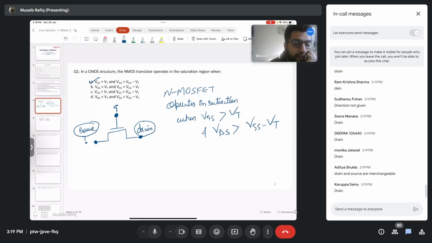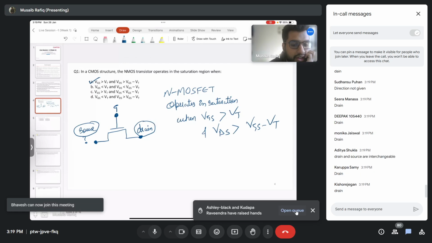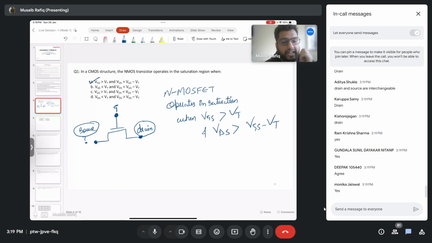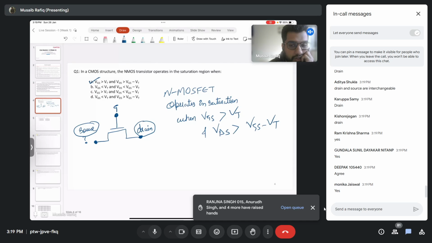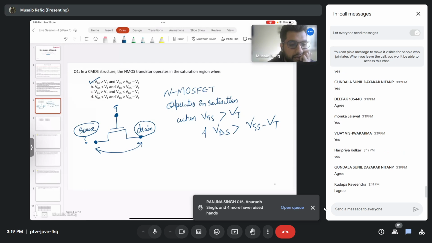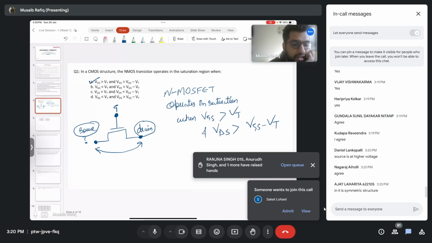One of the students has written that drain and source are interchangeable. How many of you agree with him? Drain and source are interchangeable, so I can interchange them. People who are saying they are interchangeable, what decides whether a particular terminal is a source or drain? What is the criteria?